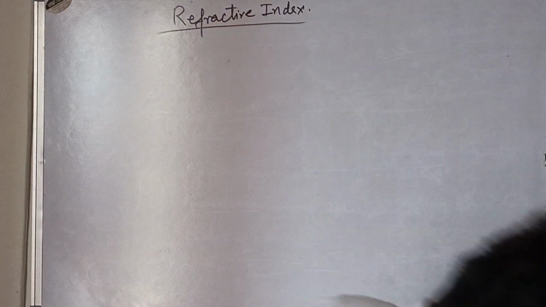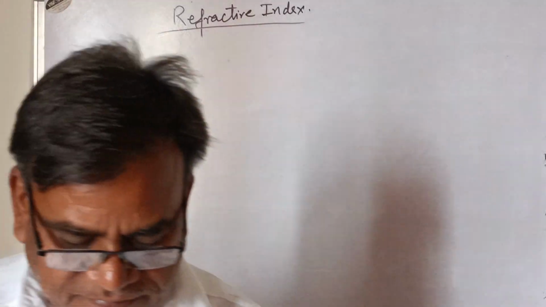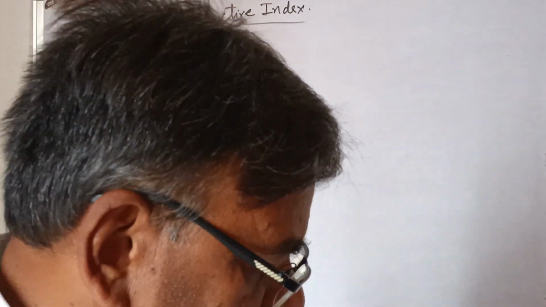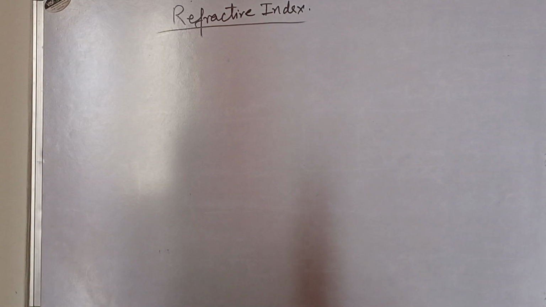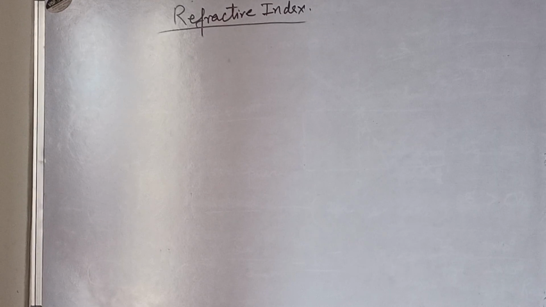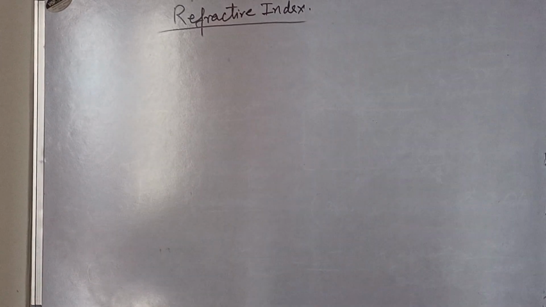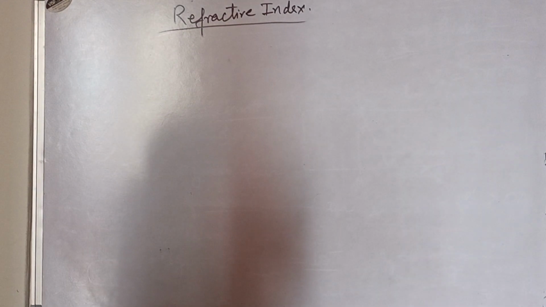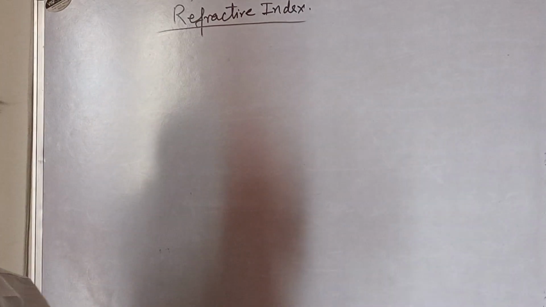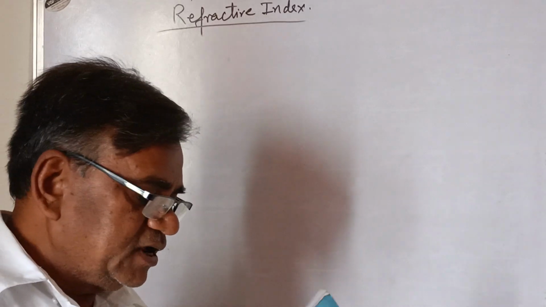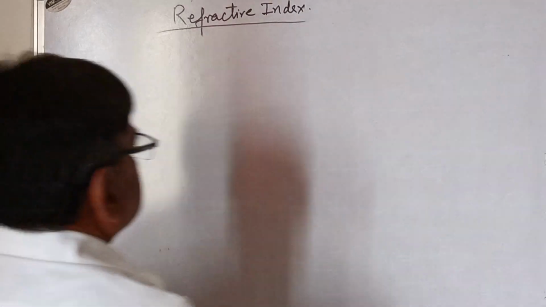Let us take some questions so that the theory may be clear. A beam of light passes from air into substance X. If the angle of incidence is 72 degrees and the angle of refraction is 40 degrees, what is the value of n, the refractive index? You have to calculate the refractive index.